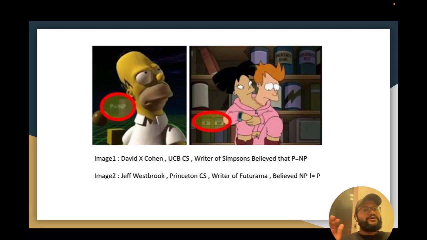This problem has been in pop culture a lot. In one of the episodes of The Simpsons, you see David X. Cohen. He's a pretty renowned writer and a fellow computer scientist from UCB. He was a writer on The Simpsons, and he's one of the believers of the hypothesis that polynomial and non-deterministic polynomial problems are somewhat the same. And Jeff Westbrook, his counterpart writer on The Simpsons and a writer on Futurama, which David X. Cohen produced, still believes that P and NP are two separate problems and they're not equal, they're not the same.